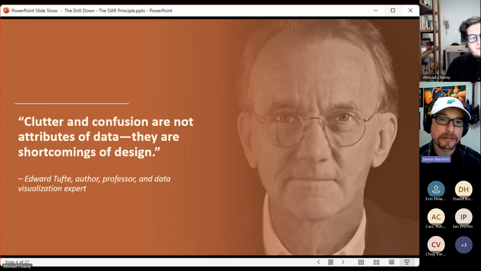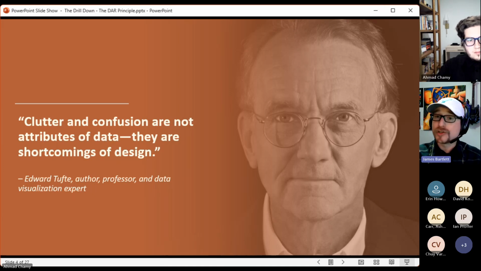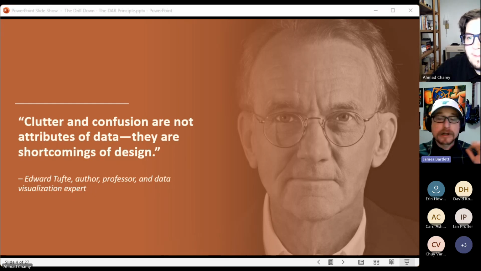So here's a good one from Edward Tufte: Clutter and confusion are not attributes of data; they are shortcomings of design. This really focuses on the idea that if your report, or sorry, your BI solution is too cluttered, then when someone goes to look at it, they're going to say, this is too overwhelming. They're going to leave, or they might get the wrong idea. There are a lot of ways that data can be miscommunicated and end up with people taking the wrong idea away from it.